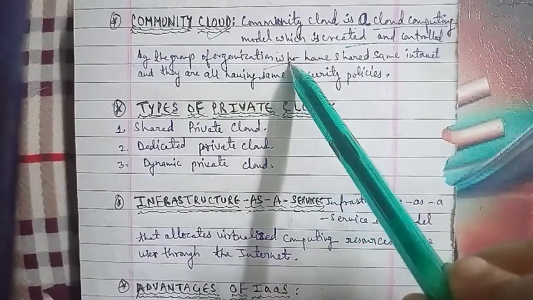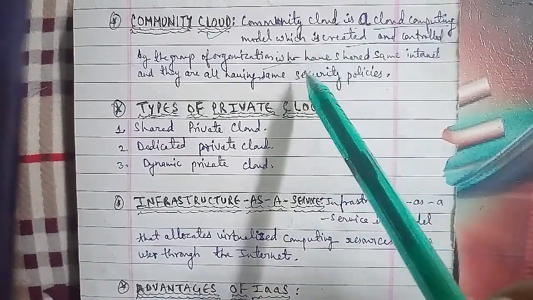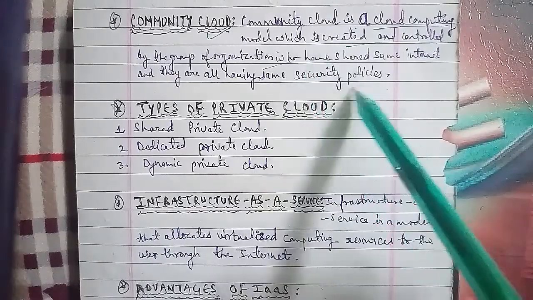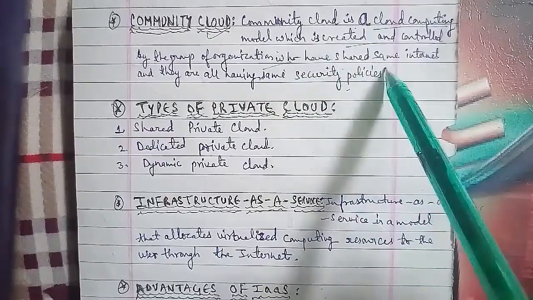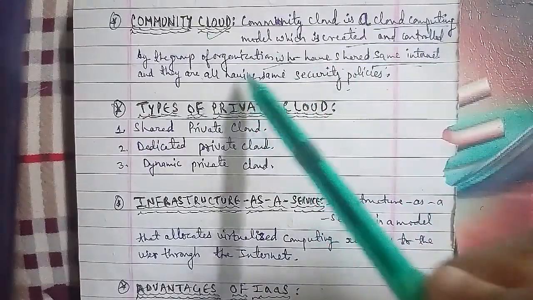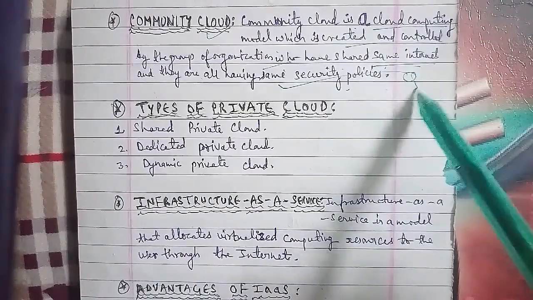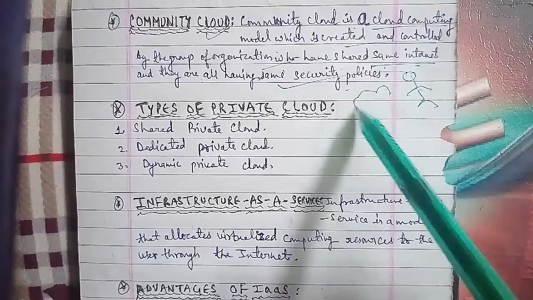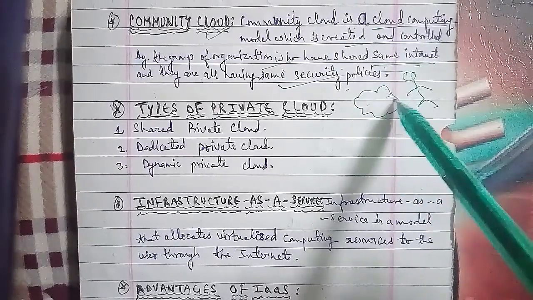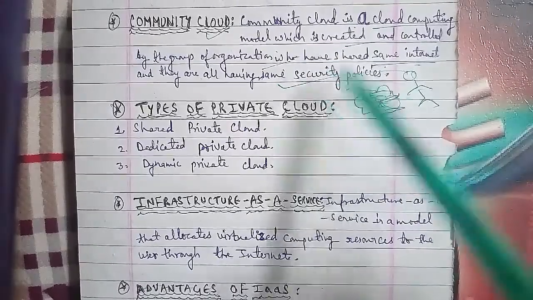The persons having the same security policy and using the same network can access that community cloud, and that is why it is known as the community cloud. As I repeat, community cloud is a cloud computing model which is created and controlled by a group of organizations who share the same network and have the same security policy as well.